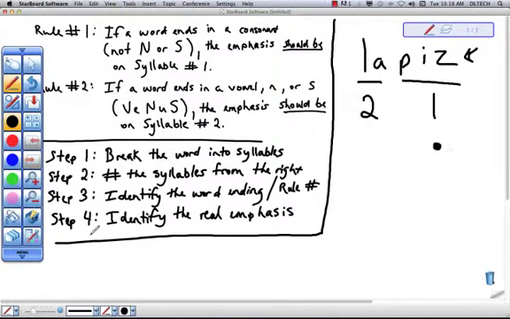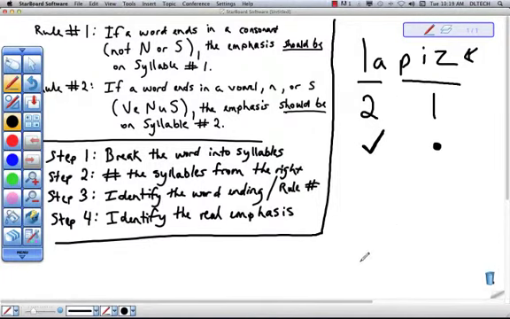So in step number 4, we have to identify the real emphasis of the word. And the trick to this is getting really dramatic when you say the syllables. So don't just go lápiz, lápiz. No, really emphasize. According to the rule, the emphasis should be here. So let's say it. Lápiz. Doesn't quite sound right. Let's try lápiz. Lápiz has the emphasis right here. So the emphasis is on syllable number 2.